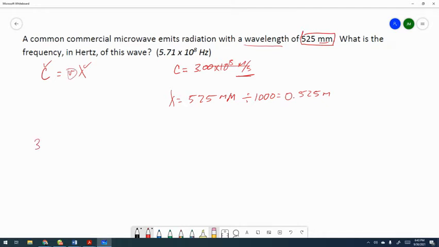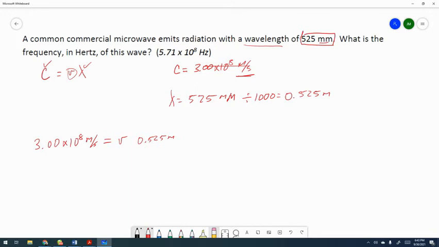So let's just plug these in, 3.00 times 10 to the 8th meters per second. I always suggest keeping your units in the problem here so it helps you look at them and realize what number is what. It's a really good practice. So, 0.525 meters.